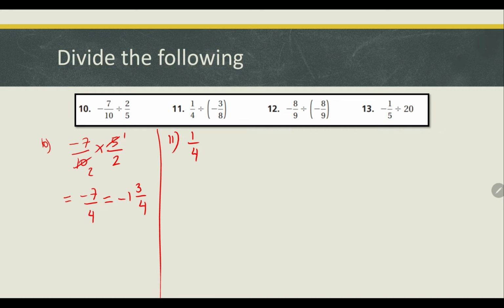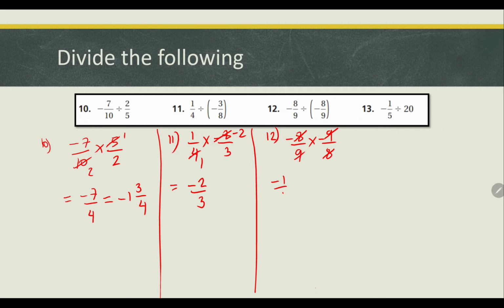Going to question 11. 1 over 4 times negative 8 over 3. Again, we can simplify them, 1 and negative 2. So our answer is 1 times negative 2, which is negative 2 over 3, and that will be our final answer. Now for question 12, we have negative 8 over 9 multiplied with negative 9 over 8, and we can simplify. 8 and 8 will go, 9 and 9 will go, so we get negative 1 over 1 times negative 1 over 1, which is equal to 1.